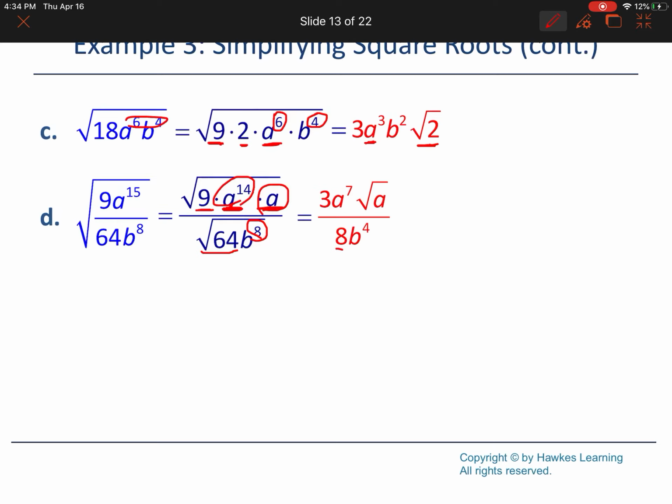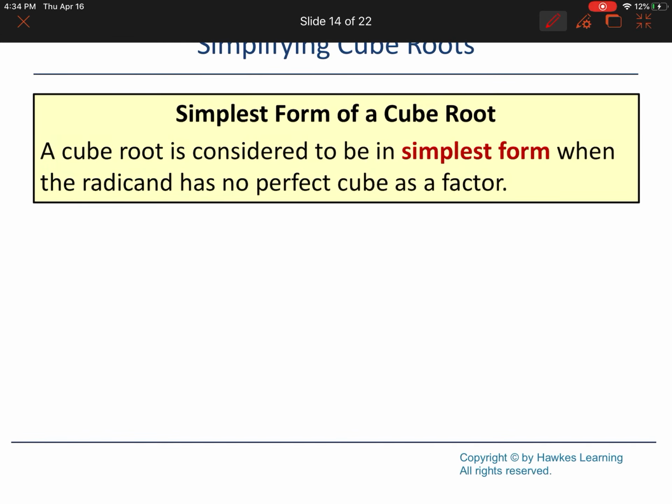So, do you see anything there that could possibly be reduced? I don't think so, because 3 doesn't go into 8, and the top one only has a's and the bottom one only has b's, so that is all the way simplified.